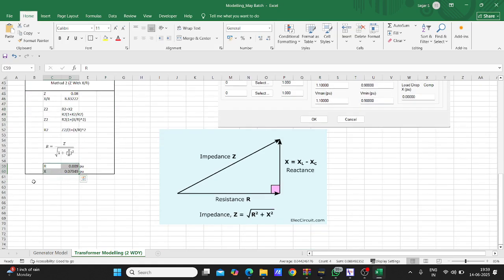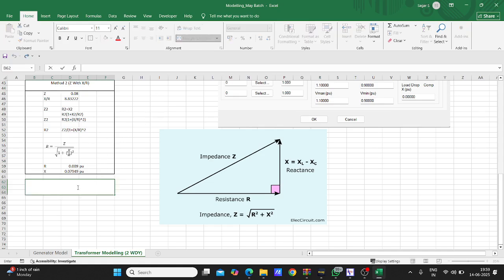Now method three. We have another method. Suppose if the X by R ratio is not given, then which one is helpful to calculate R and X? If I do not have direct values, if I do not have X by R values, then what else will be helpful for me? Is it the load losses? Okay, this will be helpful.